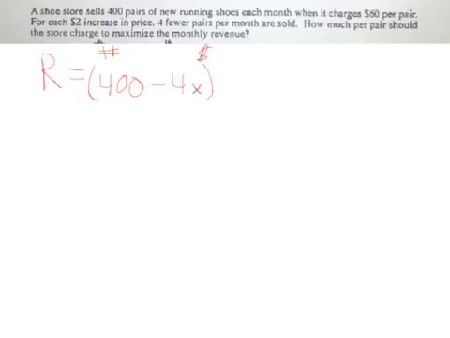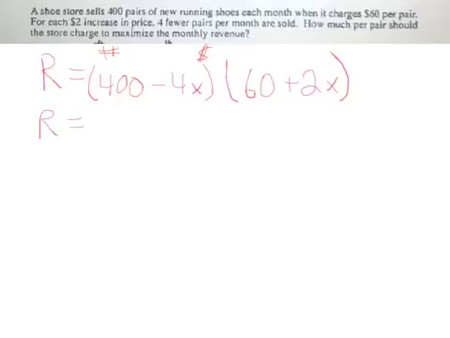And then for the dollar amount, we are starting with a base amount of 60, and we're told that there's a $2 increase in price when we have 4 fewer pairs per month sold. So we are having a $2 increase, so we're increasing by $2 times the number of shoes, so 2 times x. So our function that we're going to have is going to be this.